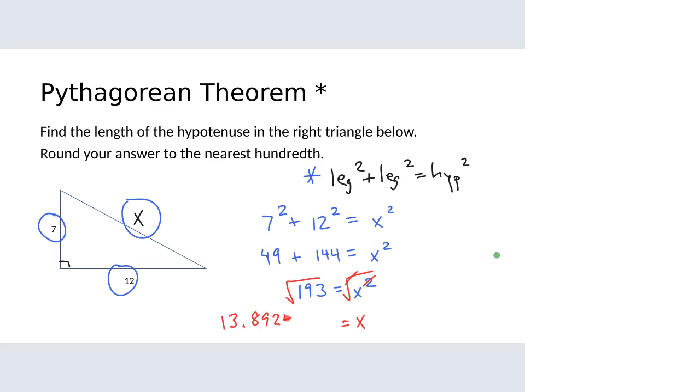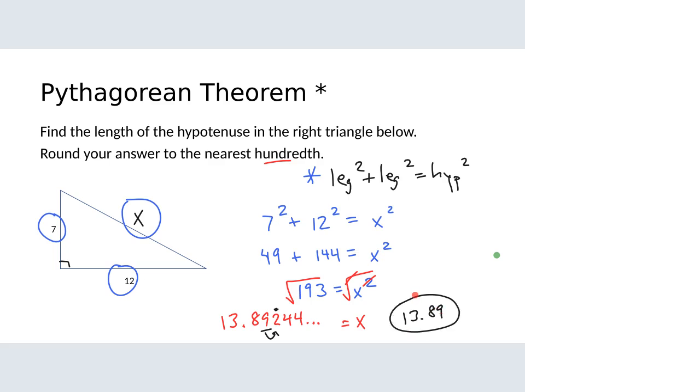13.89244, and it keeps going. But I was told to round to the nearest hundredth, so we can do that here. We'll find the hundredths place. We'll look one space to the right. Since that's 4 or lower, we're going to round this down to 13.89.